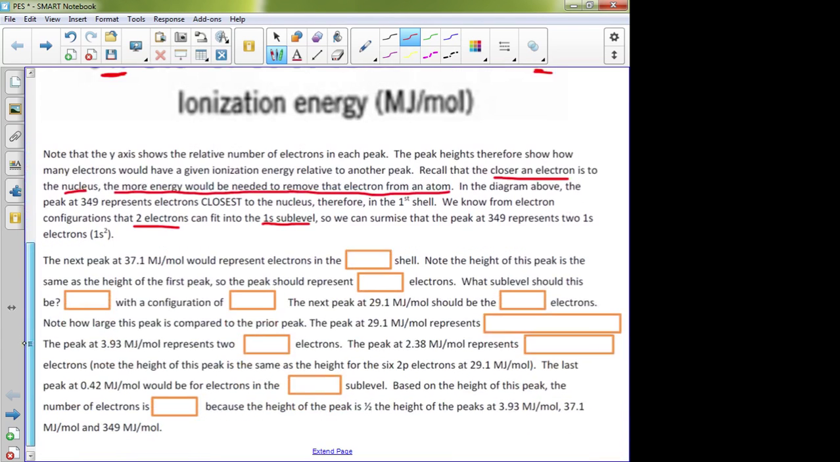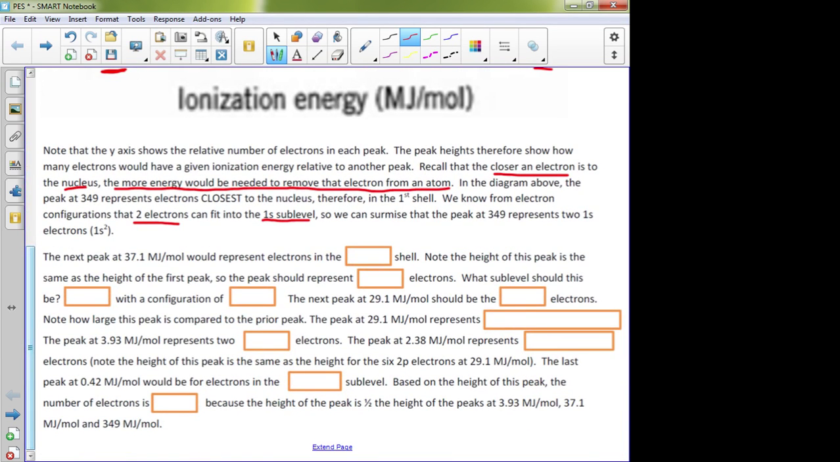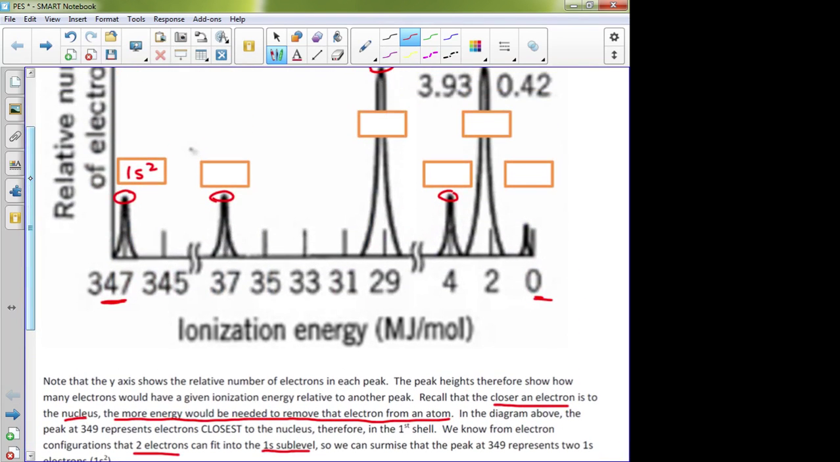All right. The next peak at 37.1 megajoules per mole would represent electrons in the what shell? 2s shell. Note that the height of this peak is the same as the height of the first peak, so the peak should represent how many electrons? 2. So what sublevel should this be? 2s with a configuration of 2s2. So we would say this one is 2s2. You following me so far?